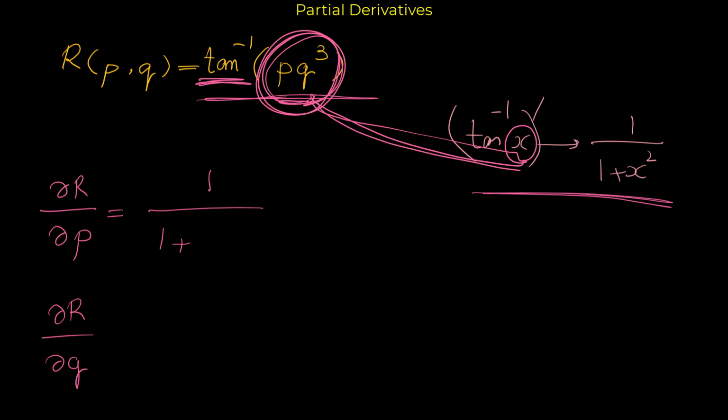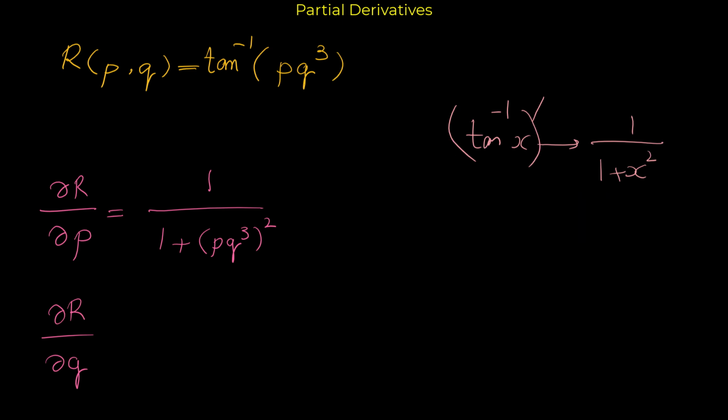This expression plays the role of x to the 2. So 1 over 1 plus (pq to the 3) all to the 2. But attention, we have to use the chain rule here because the pq to the 3 is inside of tangent inverse. So we have to multiply this answer by the derivative of the inside.